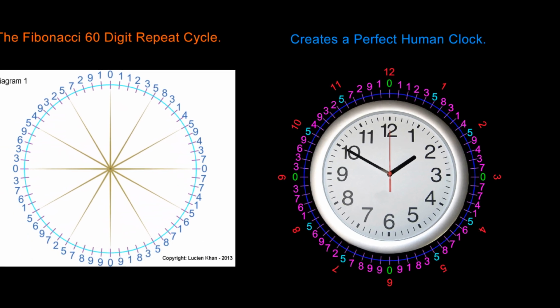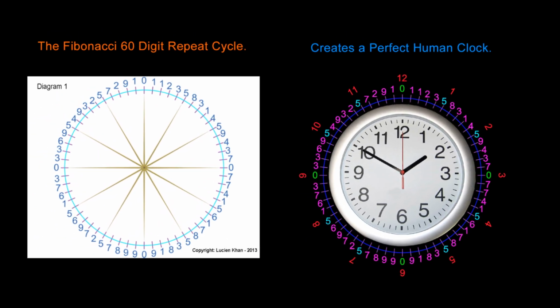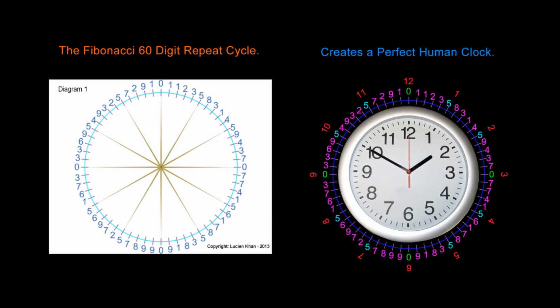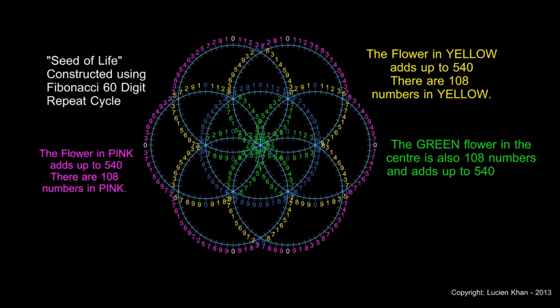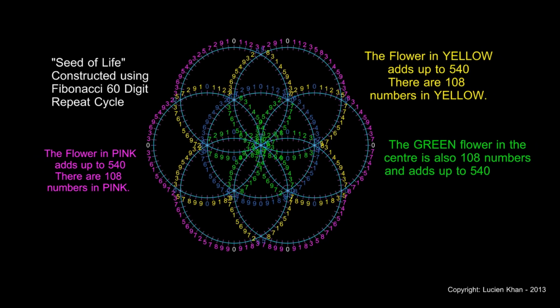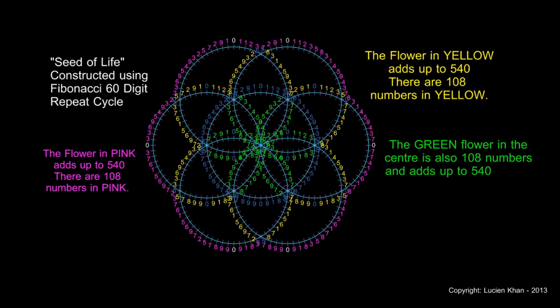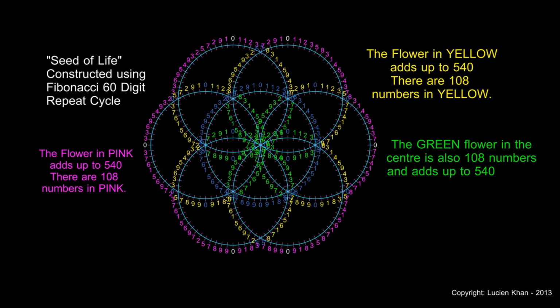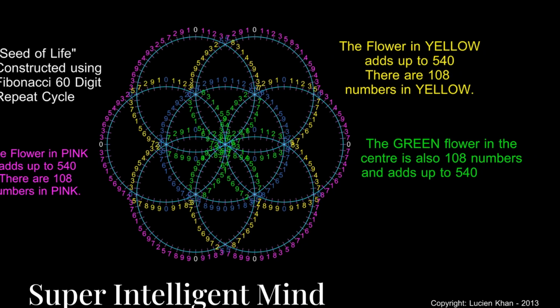The big question here is, how can the Fibonacci 60-digit clock magically reveal a flowering pattern of sacred numbers when it is entered into the seed of life? A symbol considered to be one of the most fundamental symbols of creation. Even said to represent the 7 days of the creation of the universe by God. Can you possibly look at this and say, it must be random chance?